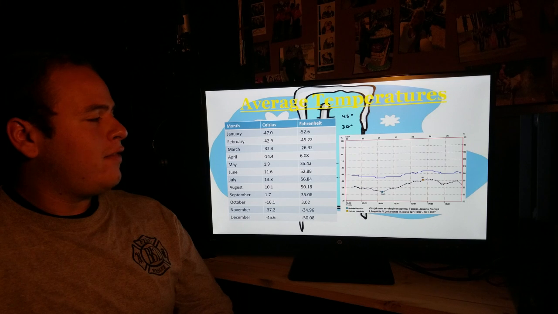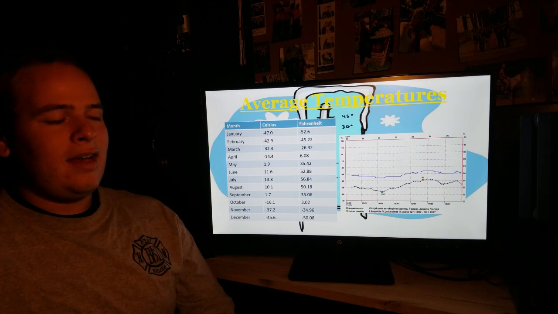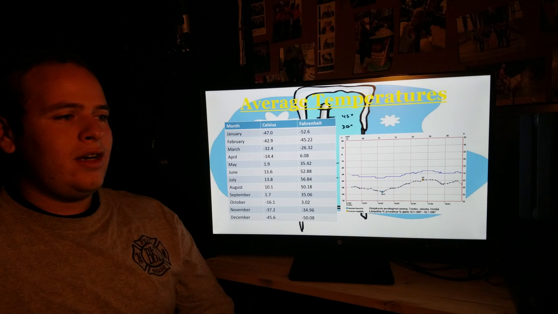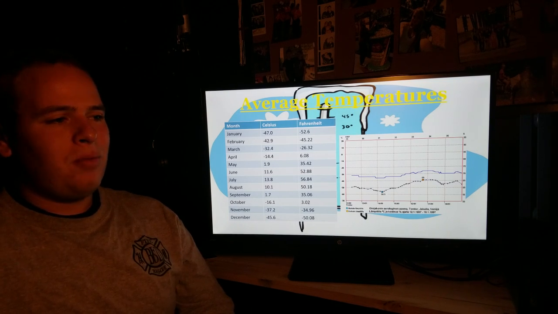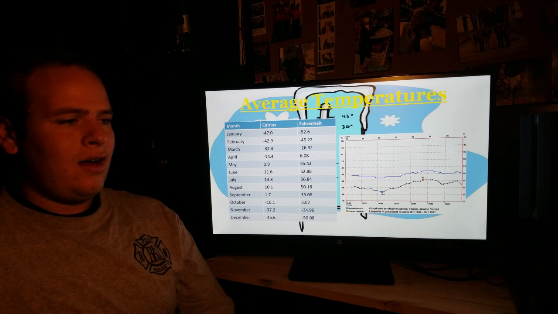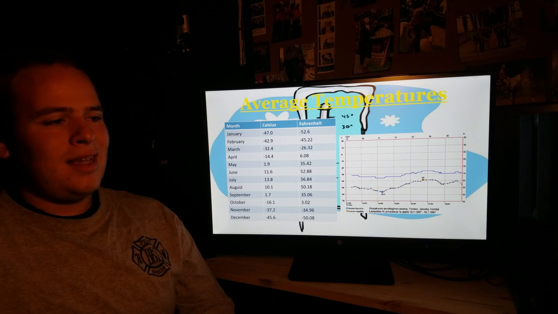And then we're going to convert it into Fahrenheit. That leads to negative 52.6 in January, negative 45.22 in February, negative 26.32 in March, 6.08 in April, 35.42 in May, 52.88 in June, 56.84 in July, 50.18 in August, 35.06 in September. October, you're looking at 3.02. November, you're looking at 34.96. And then December, you're looking at negative 50.08.